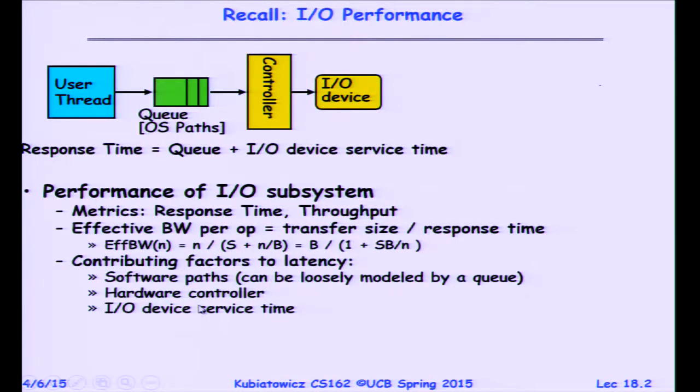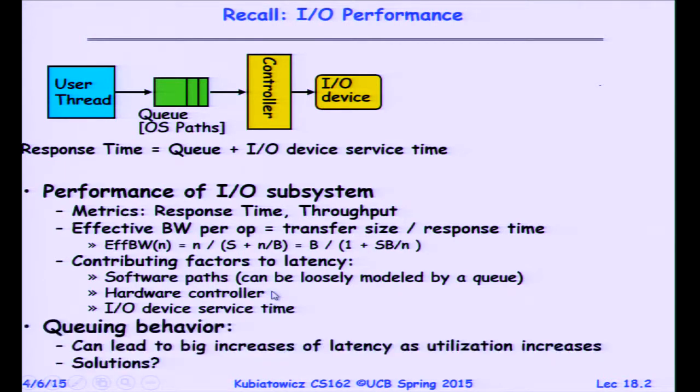And of course, then we talked about some other contributing factors to latency, such as software paths, which is loosely modeled by a queue. We talked about I.O. device service times. We didn't really talk much about hardware controllers, because that's very dependent on the type of controller you've got, but you've got to remember it's there. And then this queuing behavior thing is potentially a really huge increase in the overall time it takes to service a request, as those of you who have ever stood in a line can attest.